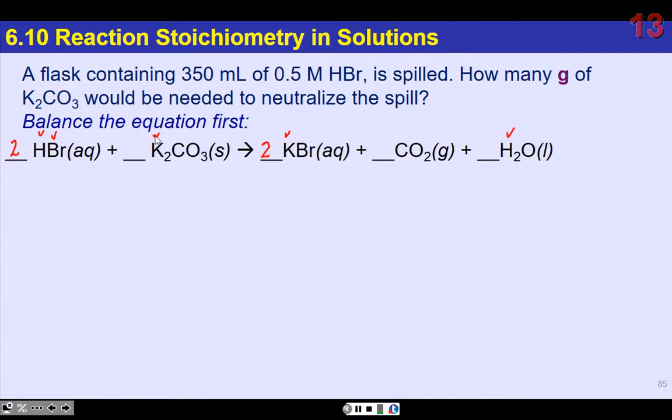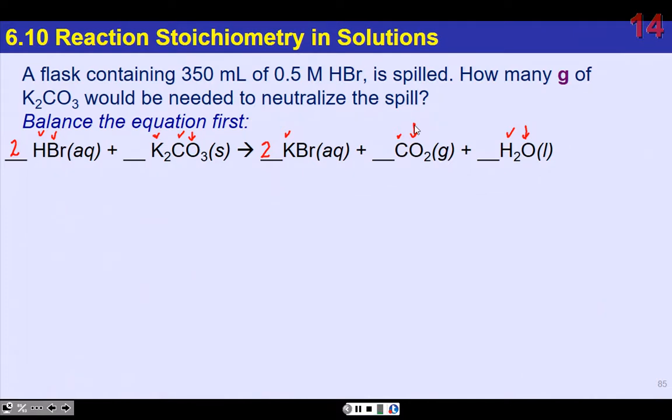But what about the carbonate? Carbon with 3 oxygens. Well, there's 1 carbon. So far so good. But we have 3 oxygens here, and you have 2 plus 1. Well, how about that? It was far easier than you first imagined. So no more coefficients are required.